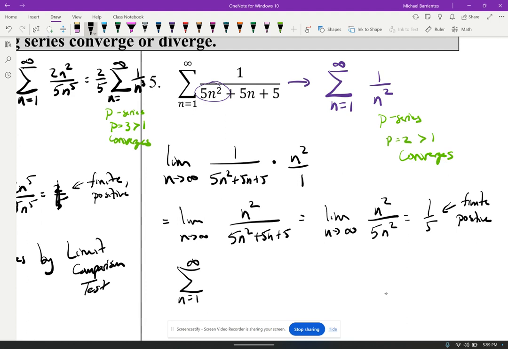So this will converge by the limit comparison test.